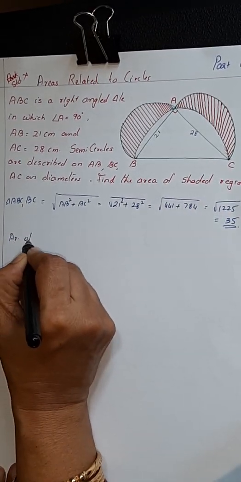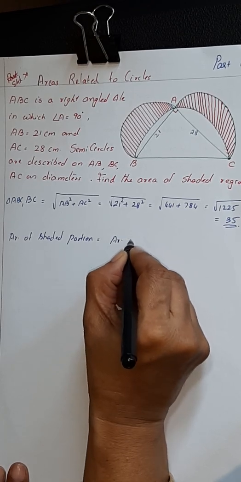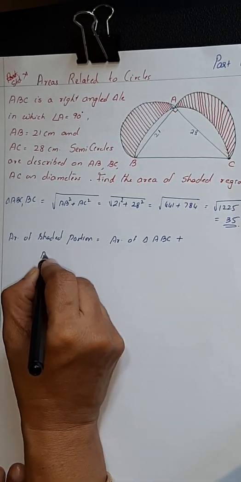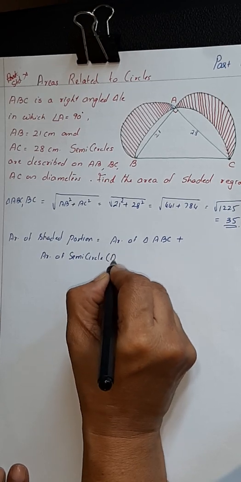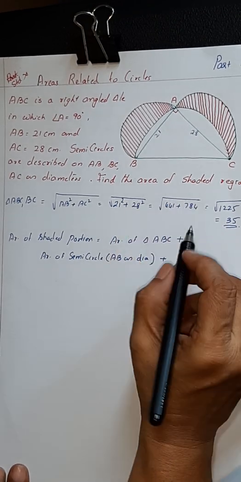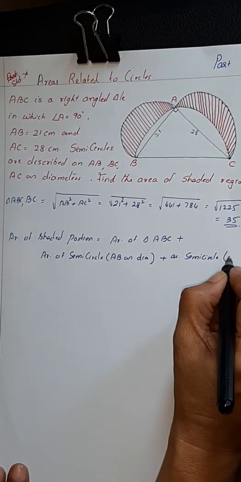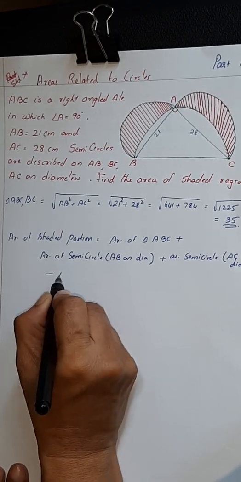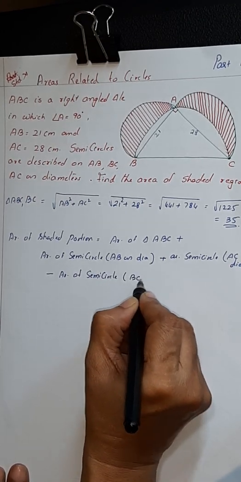So the area of the shaded portion is equal to the area of triangle ABC plus the area of the semicircle with AB as diameter plus the area of the semicircle with AC as diameter, then minus the area of the semicircle with BC as diameter.